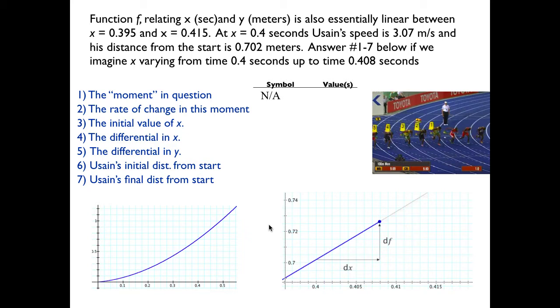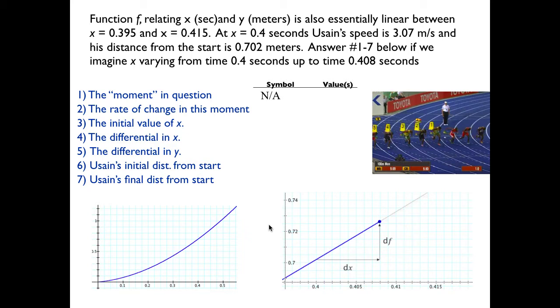It has to be some interval of values that includes 0.4 and, well, in this case, all the other numbers that we were using. So it needs to be at least from 0.4 to 0.408. What was the other number? Yeah, 0.408. But you can use anything that includes that. So this whole graph on the right, that whole left to right, that could be your moment. Just whatever window you're using to view this change where it seems to be approximately linear.